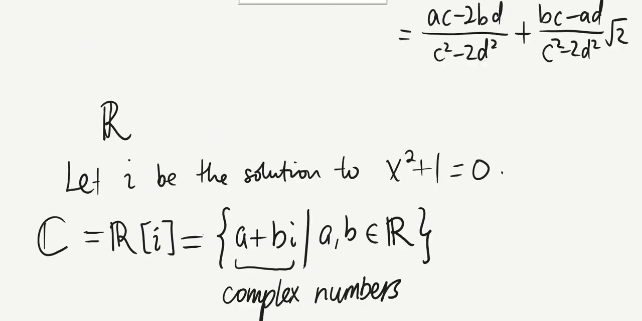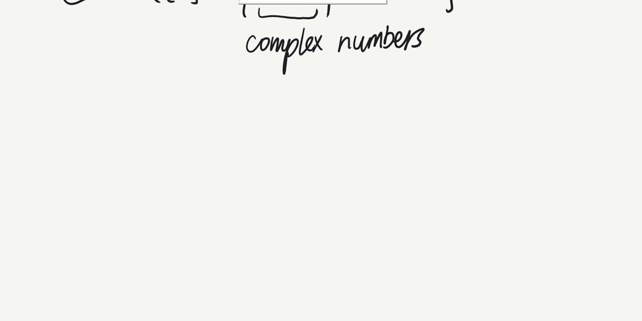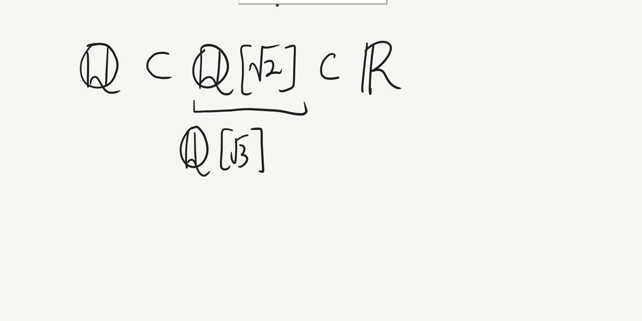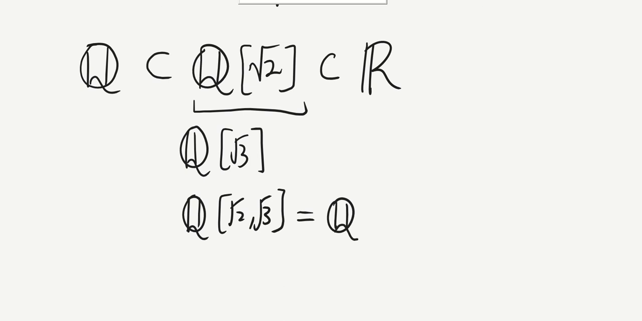And let's get back to our intermediate field Q[square root 2]. And of course, this is not the only field in between those two fields Q and R. There are also other fields like Q[square root 3] or even Q[square root 2, square root 3], which is actually Q[square root 2] as a new field, and we adjoin square root 3 into it.